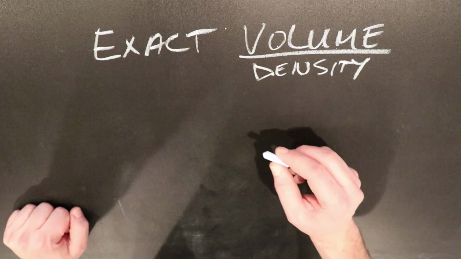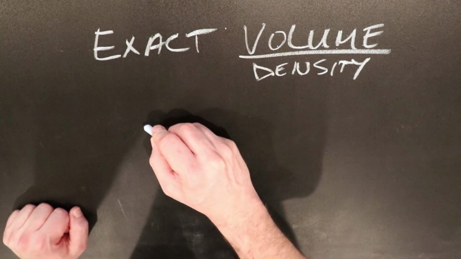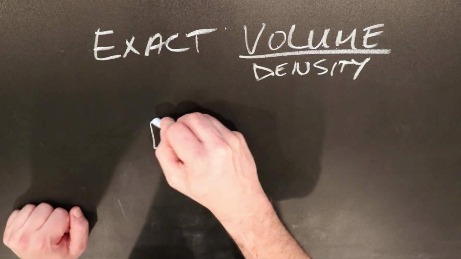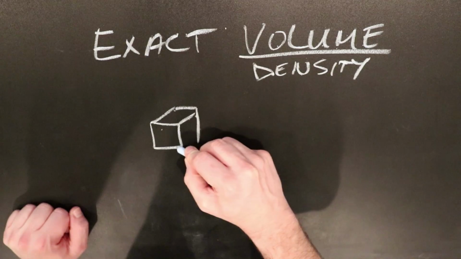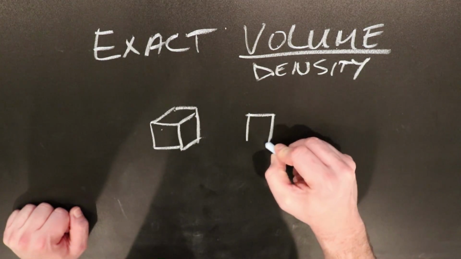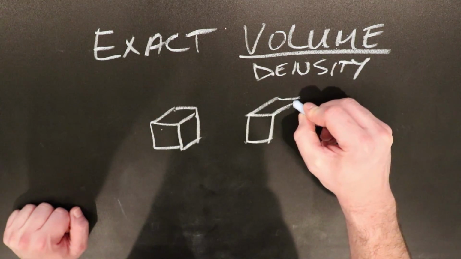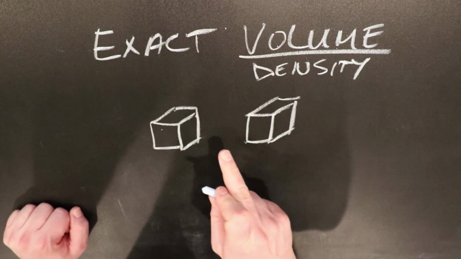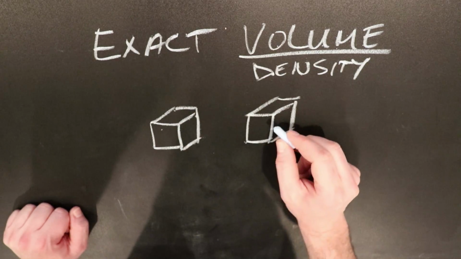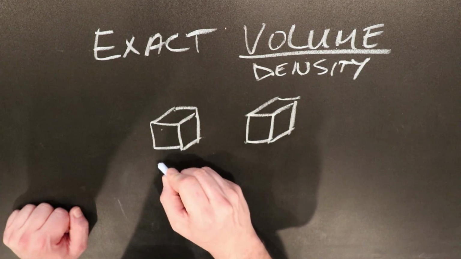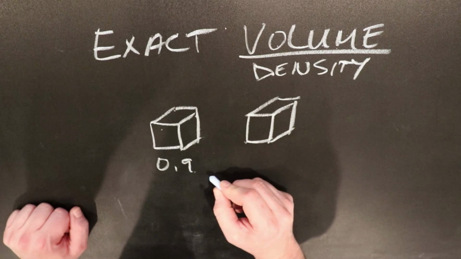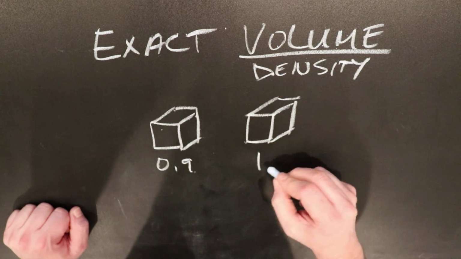All right, so starting out, the point was if you take a cubic centimeter of wax and a cubic centimeter of water, they're going to weigh different. They're the same size, but they weigh a little bit different. The wax is 0.9, water is 1.